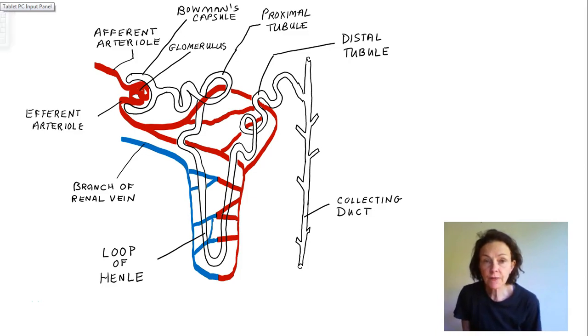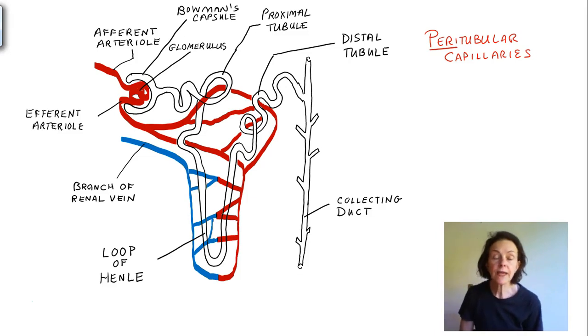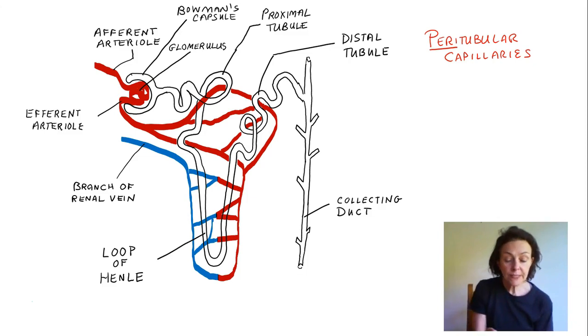This is a picture of the same nephron, showing it surrounded by its capillaries. And those capillaries are called peritubular capillaries. The word root peri means near, and they are near the tubule. And blood comes into the tubule through the afferent arteriole.